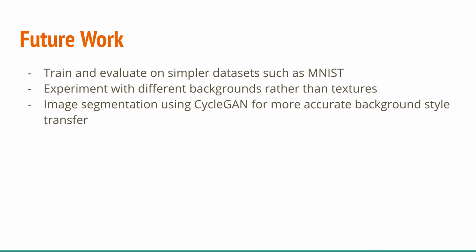So for future work, we want to evaluate on different data sets. A lot of people have used MNIST in the past, and it would be super cool to compare what our results might translate over to other data sets. We wanted to experiment with different backgrounds rather than just textures. In the experiment, we looked at just 2 pieces of art, but we want to see if we can do better, such as nighttime and daytime. And how we can do that is by applying image segmentation using CycleGAN, so we can accurately detect the object and then switch out the background as necessary through style transfer.